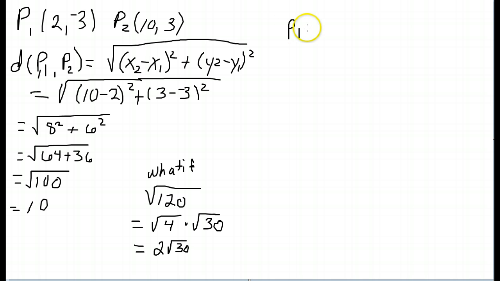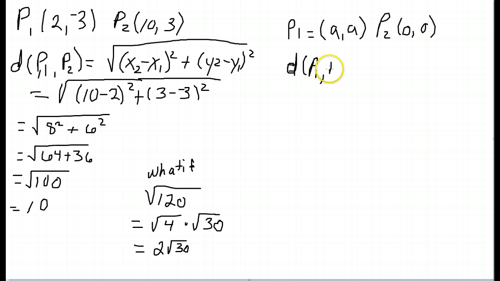Now we're going to look at one more problem with the distance formula, and that is, what if your point 1 were something like (a, a), and point 2 were (0, 0)? Well, you still use your distance formula. So distance from point 1 to point 2 equals the square root of. Now, you can either take 0 minus a or a minus 0. It does not really matter which.